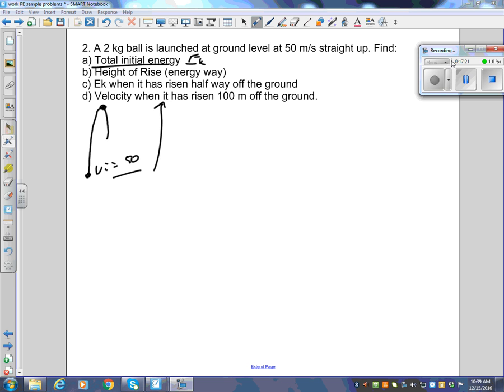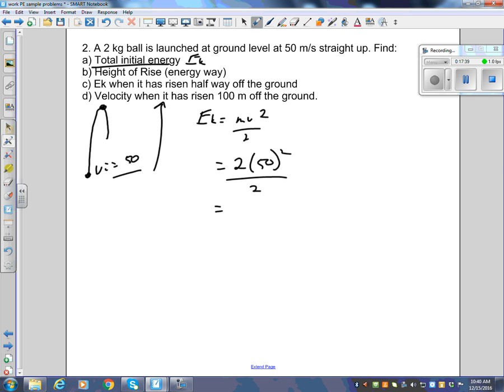Okay, so the total initial energy is all kinetic, so Ek is equal to mv squared over 2. So the mass is 2, the velocity is 50 squared, all over 2. So 2 over 2 cancels, right? 50 squared. 5 squared is 25. 2,500.